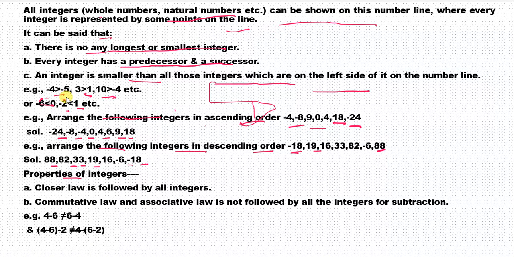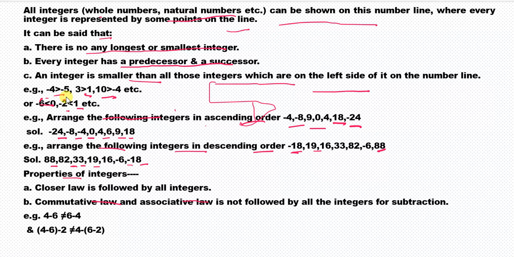The properties of integers. Closure law is followed by all integers. Commutative law and associative law are not followed by integers for subtraction. In subtraction, commutative law and associative law are not followed. As I mentioned previously, what closure law, commutative law and associative law are, you must see again.